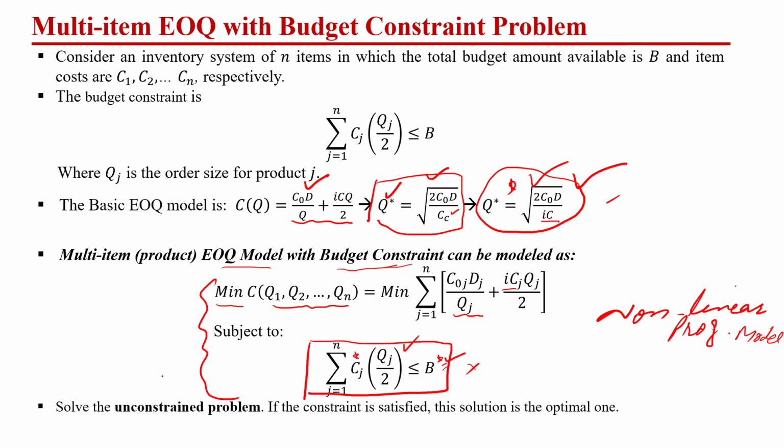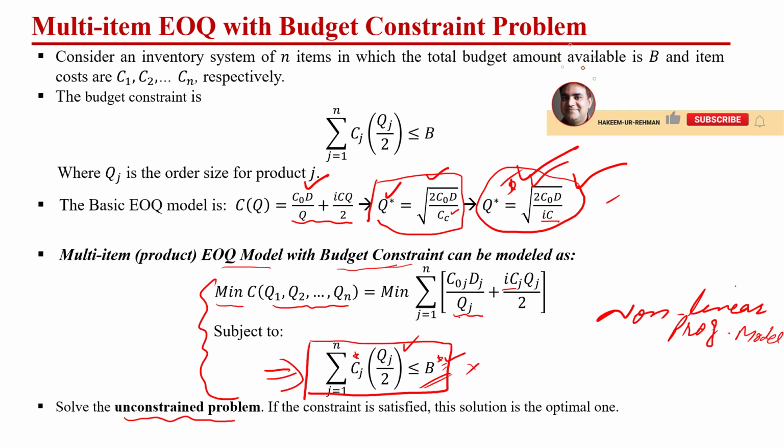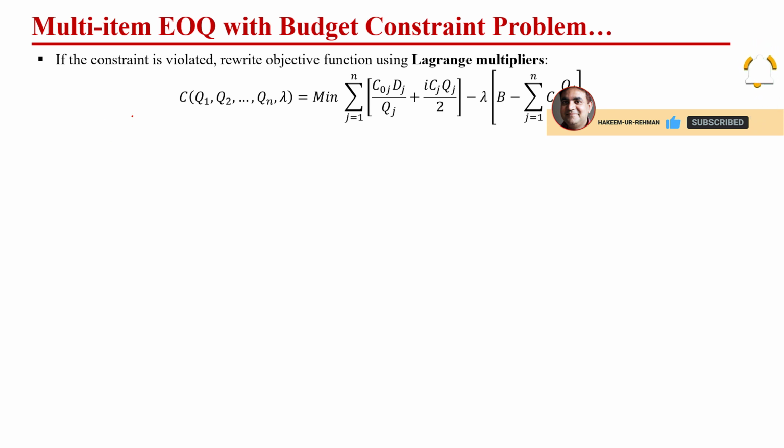Like I'm mentioning over here, the first way to solve this is to consider it as an unconstrained problem, which means initially we do not need to consider the constraint. Just using this formula, find out every product's optimum order quantity, and find out the total cost. If this optimum order quantity satisfies this budget constraint, then this would be our optimum solution. But if this constraint is not satisfied, then what will we do?